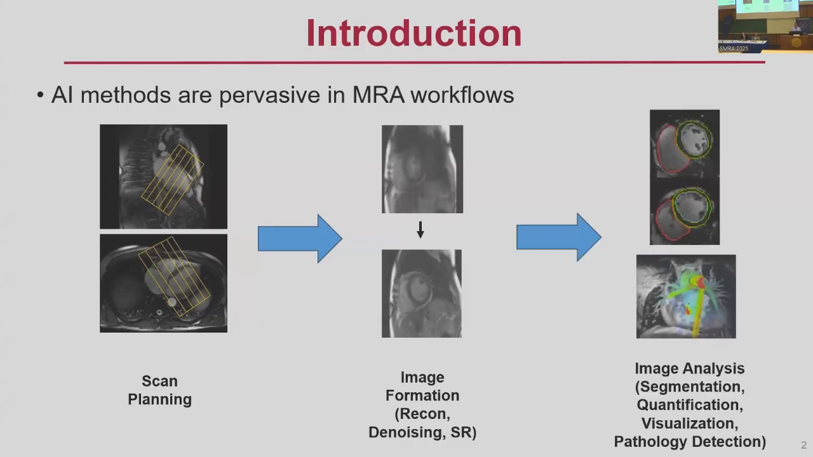And then obviously image analysis that we've been talking about, starting with the most basic one, which is going to be segmentation, leading into quantification. How can we visualize and do pathology detection? And I'll briefly touch on some of the open problems. There are obviously other things that happen with AI, like you could do RF pulse design, etc., but I'm not going to touch on those.